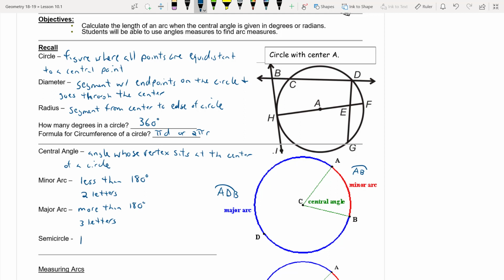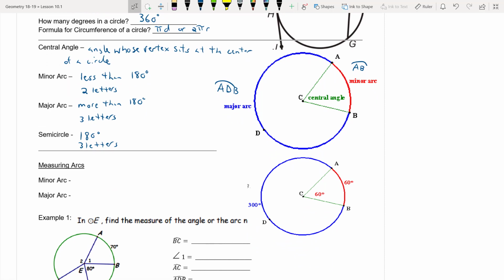And then a semicircle is exactly 180 degrees. And we use 3 letters for that as well. So once you have 3 letters, you'll have to determine whether or not it's a semicircle. But the secret is, as long as they give you a diameter, you have a semicircle. So when it comes to measuring arcs, when we're dealing with central angles, the measurement of the arc matches the measurement of the central angle. So in this case, my minor arc would be 60 degrees here, and my major arc would be whatever's left over, in this case 300 degrees.